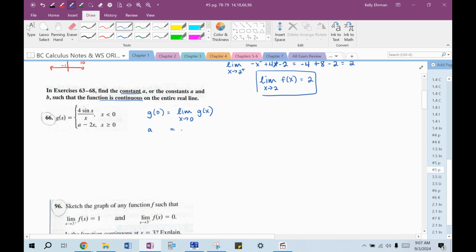So this is 4 times the limit as x approaches 0 of sine x over x. I took the 4 as the constant out in front. And remember, this limit we know is equal to 1. So a is equal to 4 times 1. Therefore, a is equal to 4.